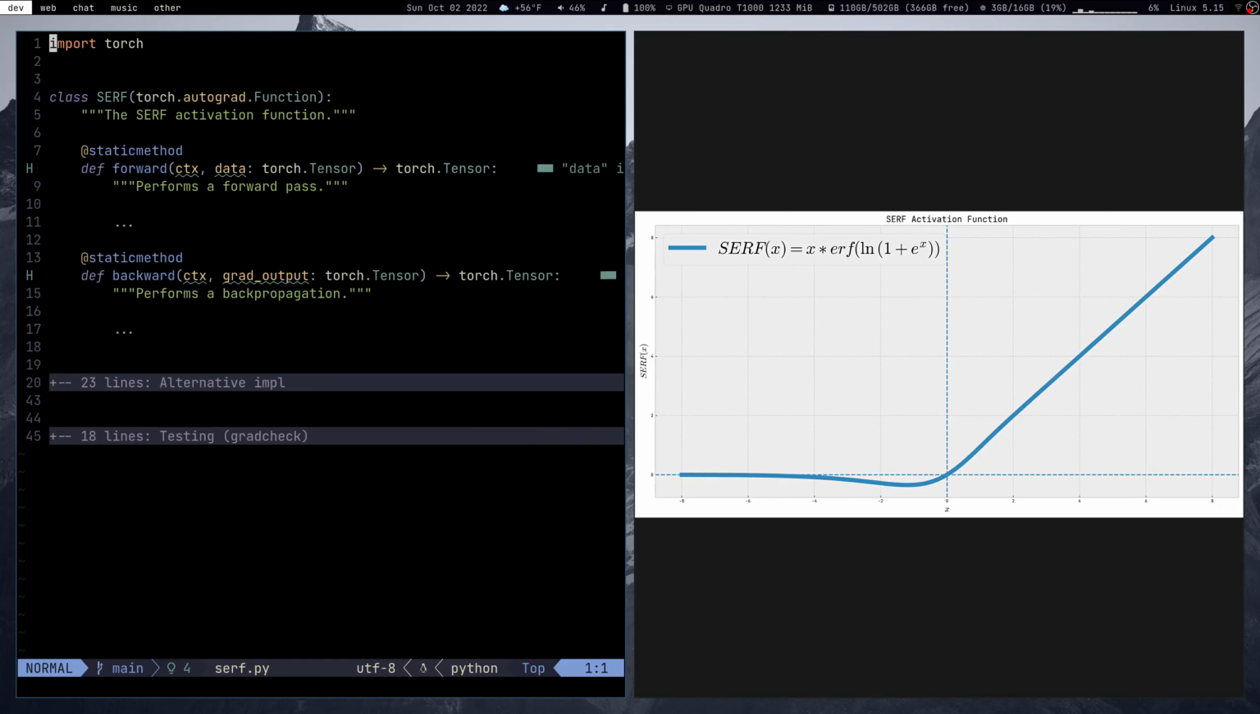Hello folks, StylePoint here, and today we're going to be implementing the SERF activation function. We're going to be implementing it in Python using PyTorch.